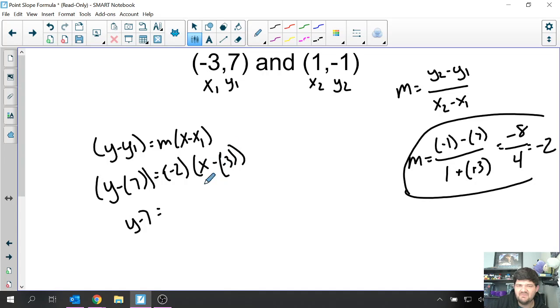First, I'm going to simplify this. Minus a negative changes to a positive. So minus a negative, that changes to x plus 3. Then we have to distribute the -2.